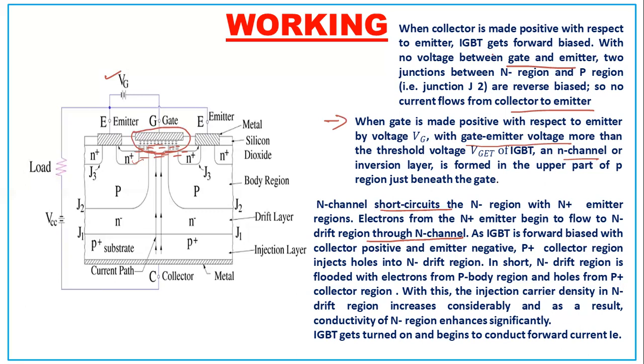So IGBT will be forward biased, but with no gate voltage, the junction will be reverse biased. So IGBT is forward biased with collector positive and emitter negative. The P plus collector region injects holes into the N minus drift region. Just opposite.